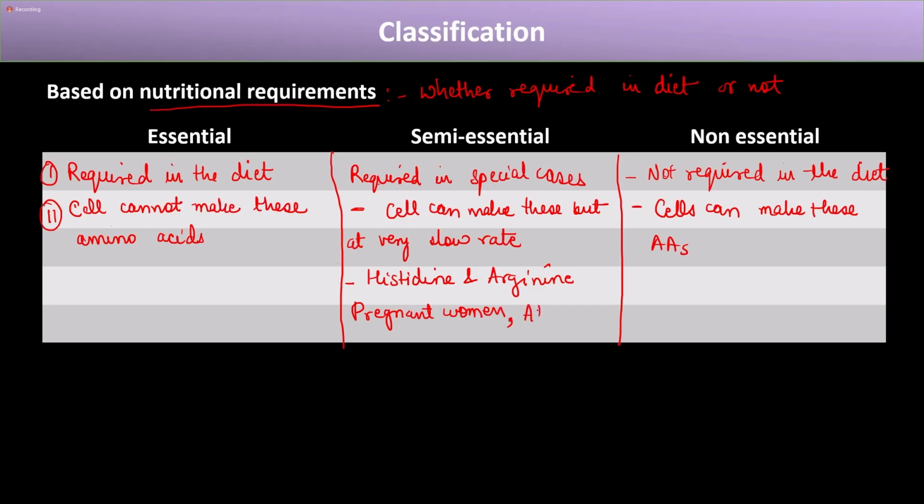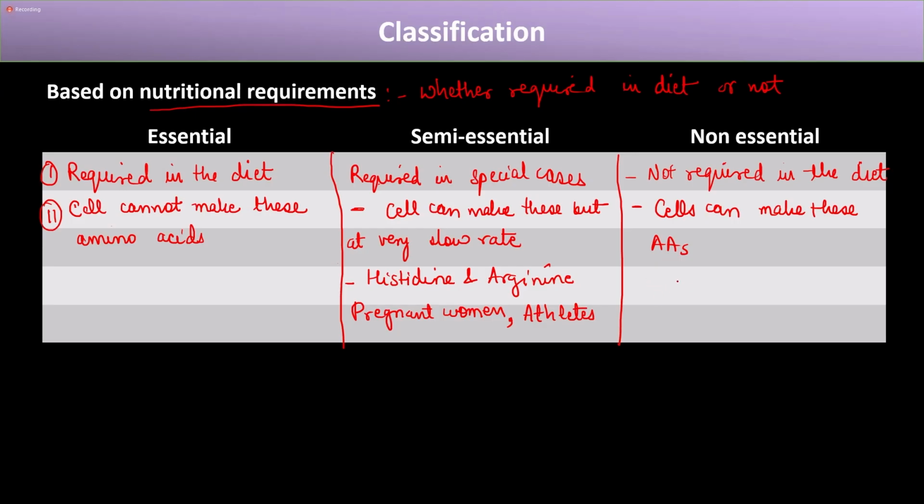If we talk about athletes, because they do very heavy exercises, these amino acids are made at a very slow rate relative to need, so they are supplemented from outside. So in these cases, these amino acids become semi-essential, or they are required to be given from outside.